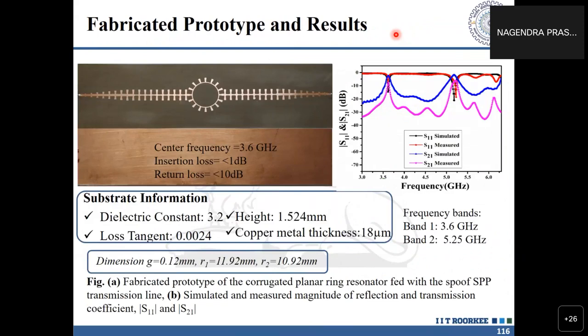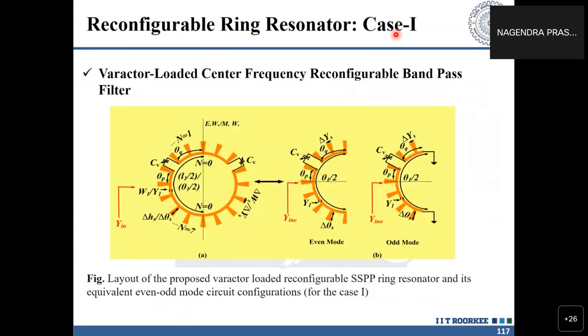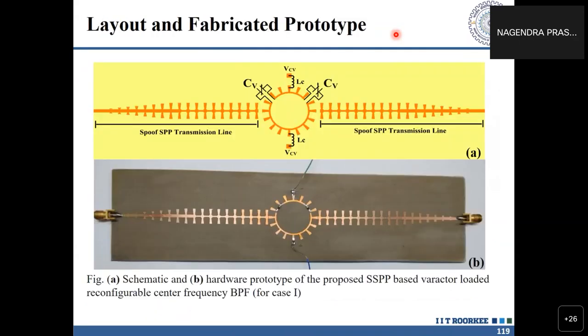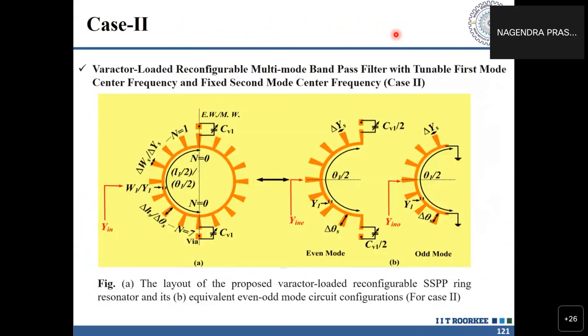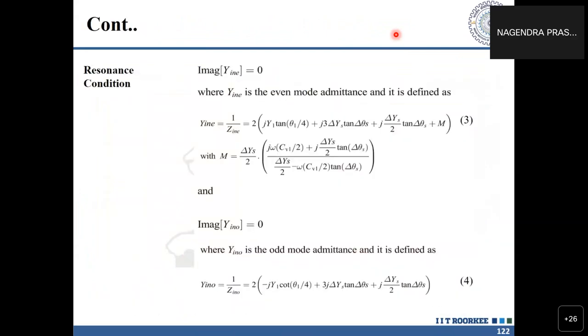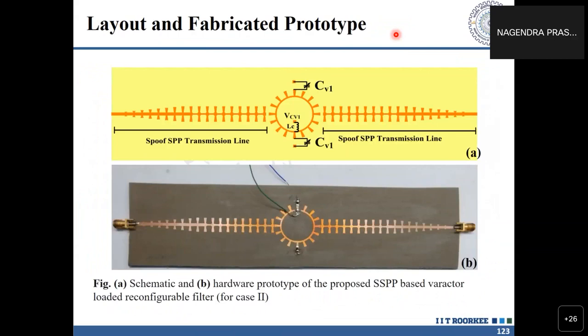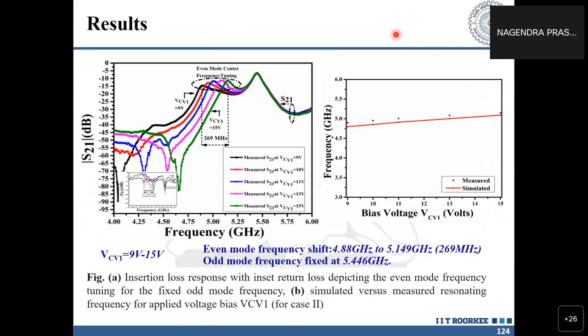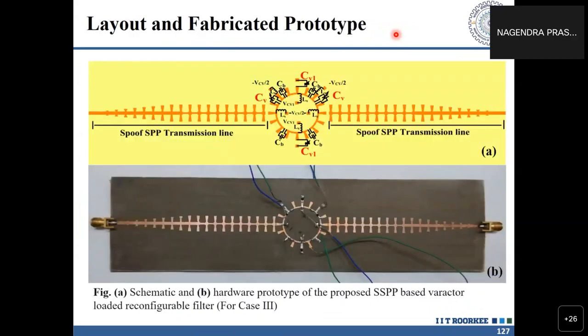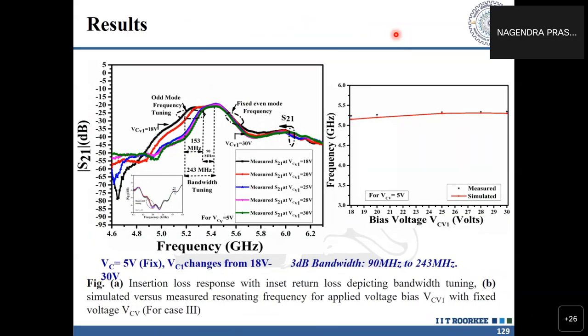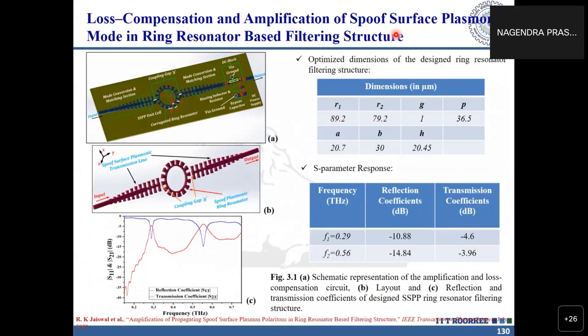In this case, you can see here this is a spoof structure. This is another tunable one. Varactors are used for tuning purposes. The resonance condition is derived. This is a fabricated prototype, and this is another fabricated prototype. So different types of filters are designed.